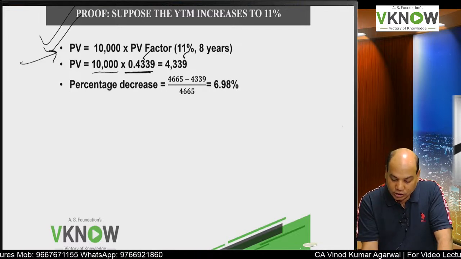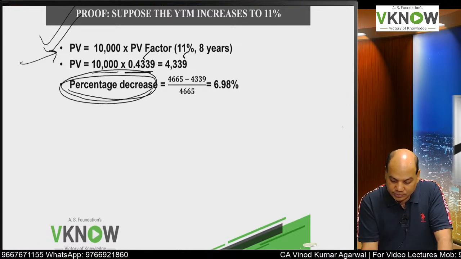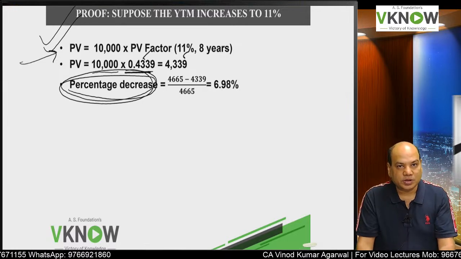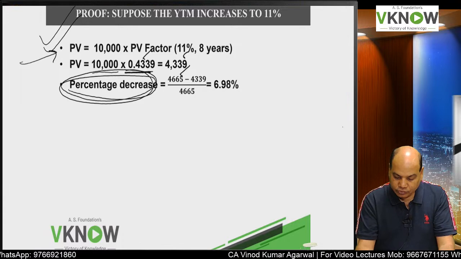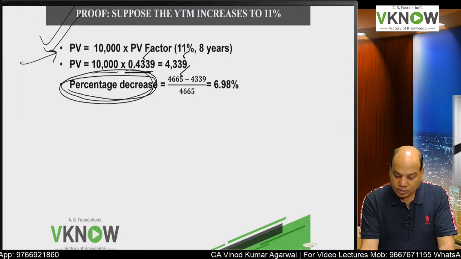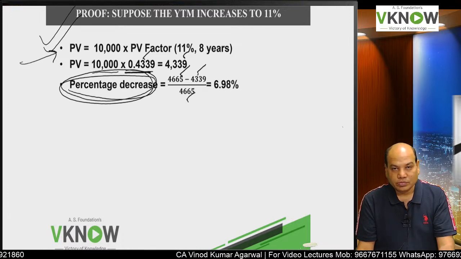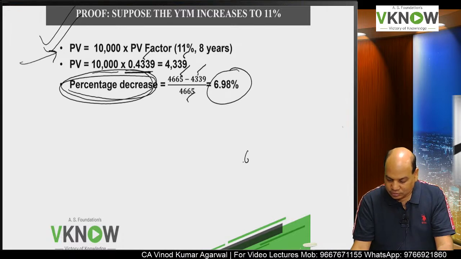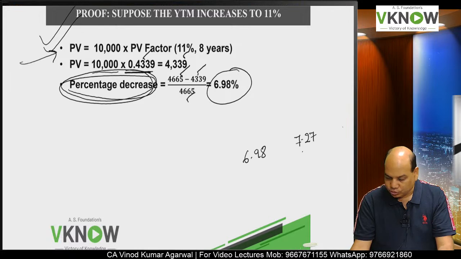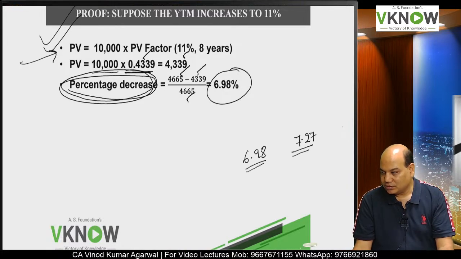Understood? Now let us see by what percentage the bond price has decreased. So take the previous answer, 4665 minus this answer, divided by the previous answer. So 6.98, oh my god, 6.98, and you have written 7.27. So you should say, sir, it is not matching.